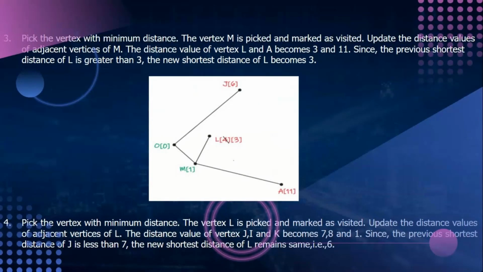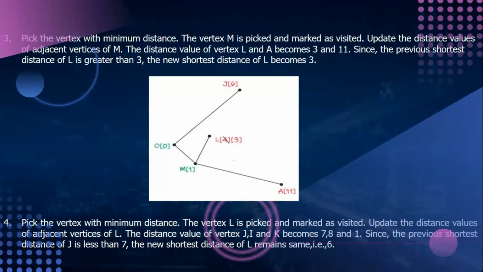Step 3. Pick the vertex with minimum distance. The vertex M is picked and marked as visited. Update the distance values of adjacent vertices of M. The distance values of vertices L and A become 3 and 11. Since the previous shortest distance of L is greater than 3, the new shortest distance of L becomes 3.